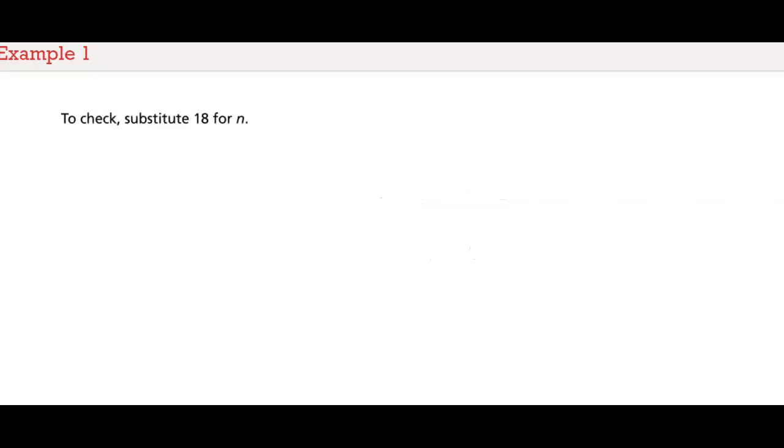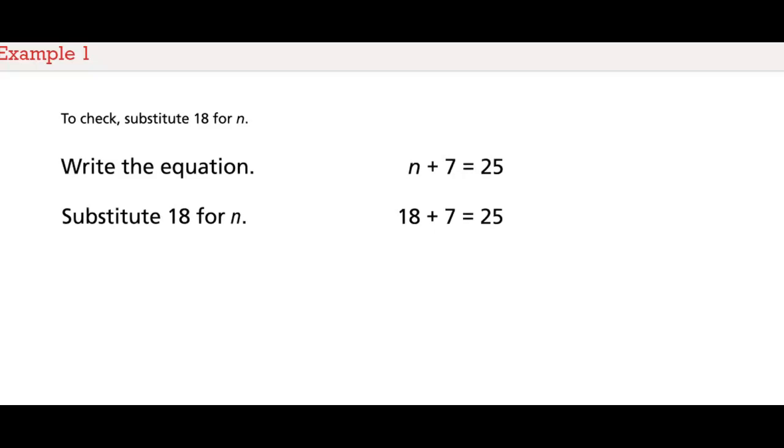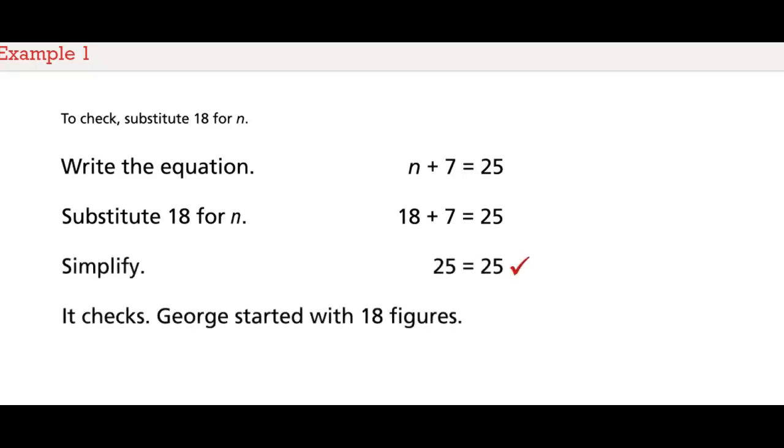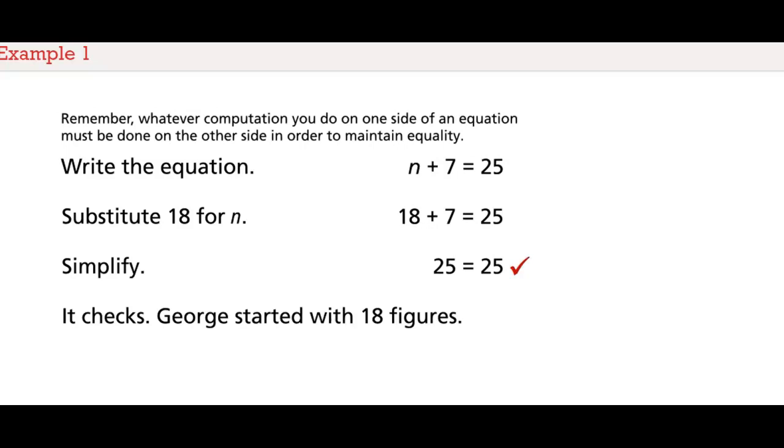To check, substitute 18 for n. Write the equation. Substitute 18 for n. Simplify. It checks. George started with 18 figures. Remember, whatever computation you do on one side of an equation must be done on the other side in order to maintain equality.